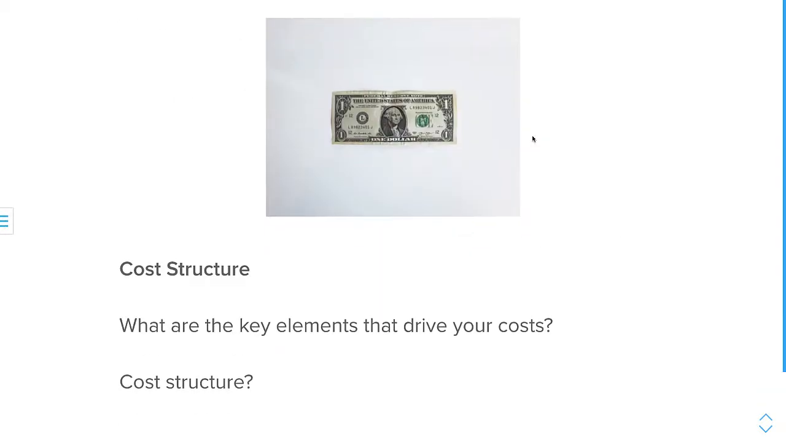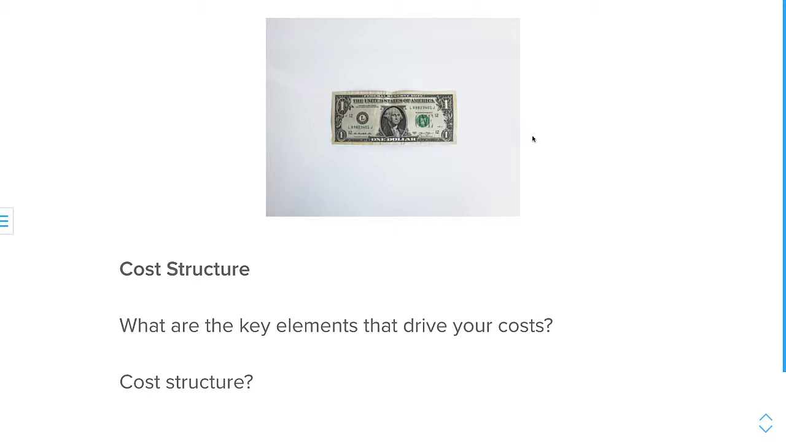And of course, now that we've gone from the top right to the left, let's think about the bottom portion of the business model canvas. So the cost structure. What are the key elements that drive your cost? So what are my costs associated with my business?